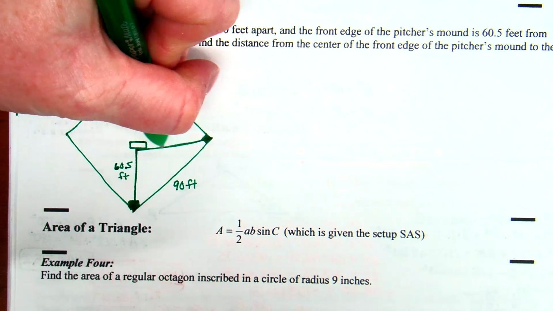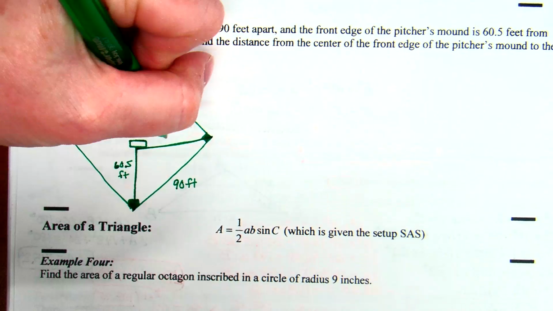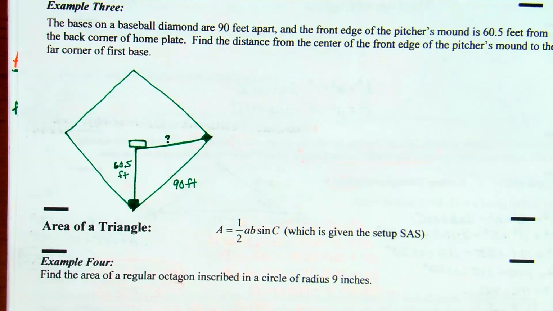Meaning, what did I just draw here? A triangle. And what you have to realize, this is not necessarily a right triangle. Pitcher's mound is not necessarily directly out from first, directly on the line between first and third. Okay? If it was guaranteed directly on the line between first and third, then you've got yourself a right triangle. This is not necessarily a right triangle. Okay?